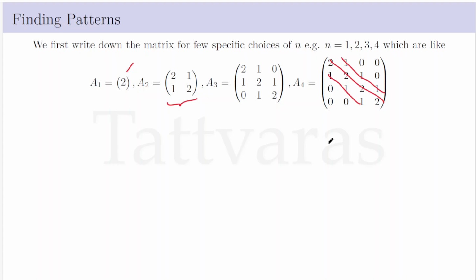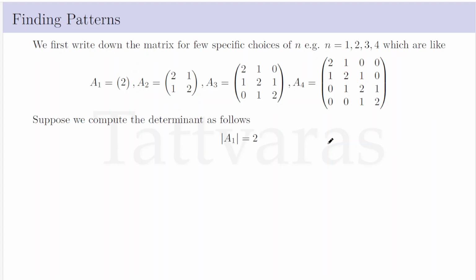So, to find the determinants, we can evaluate them for initial choices of n, and first try to see whether there is any pattern, because we can start from scratch. Suppose we compute the determinants for A1 up to A4. A1 is obviously 2, it is nothing but the scalar itself. A2 is 3. Can you see any pattern? Well, if you can't, let's explore more.